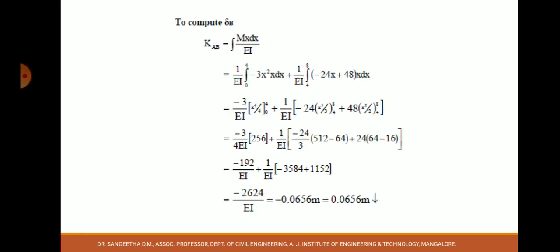Similarly, you can compute deflection at B. KAB is equal to the integral of Mx dx by EI, the bending moment into its centroidal distance. So 1 by EI, that portion, minus 3x squared, 24x into 48, this will remain the same. Just multiply with the x component.